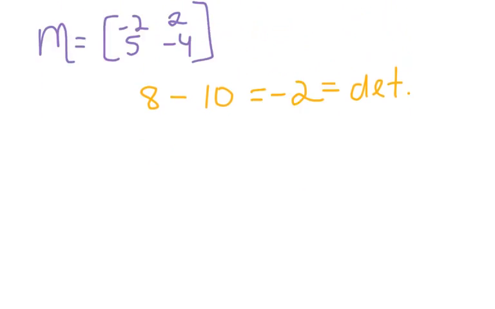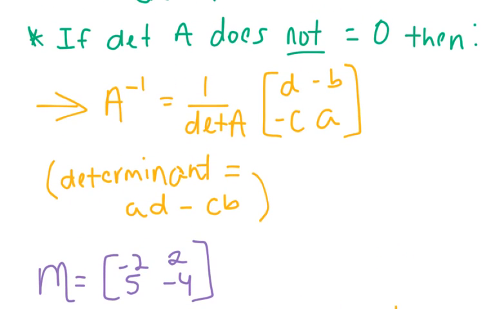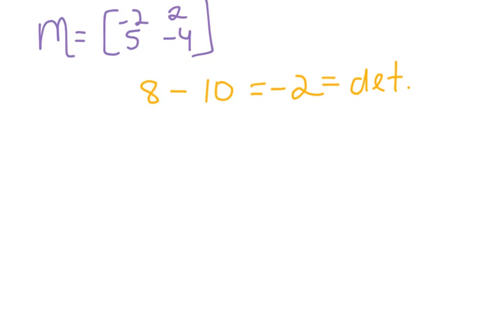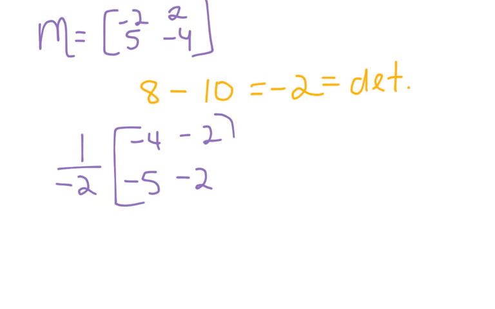So the process, I'll scroll back up. This is the formula we want to use. Okay? So we have 1 over our determinant, or negative 2, times, switch places. So I have negative 4, negative 2, and then change the signs of B and C, negative 2, negative 5. So you can see the difference here. Switch places here, which I did, and switch the signs here, which we did also.